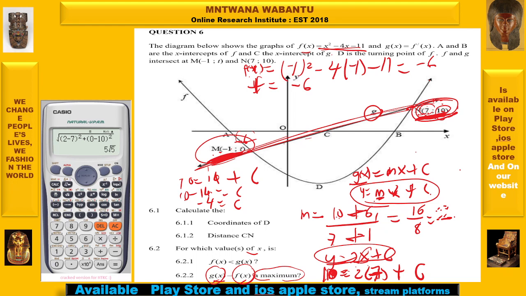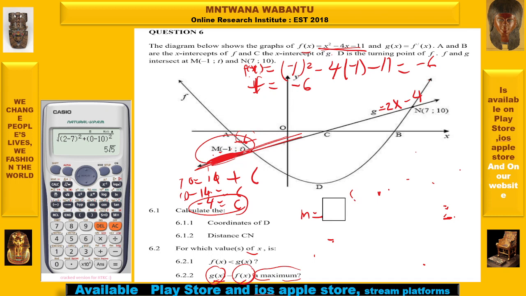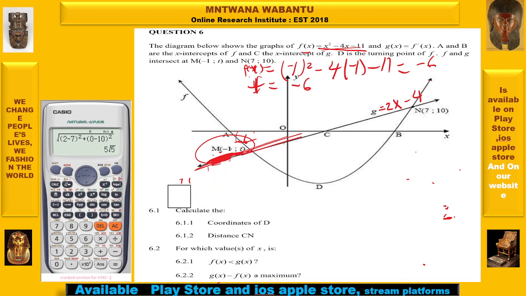So now then I can say, finally, my equation of a line, I have it. What is the equation of a line I just obtained now? It is going to become, which is like a g of x, equal to 2x plus c, the value of c equal to negative 4. Okay. So then we have a g of x and we have f of x. So then you can subtract them, because there's no way we were going to subtract if we didn't have a g of x. So now we can subtract.